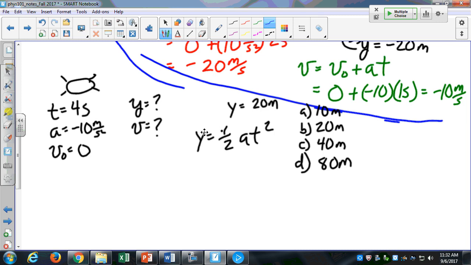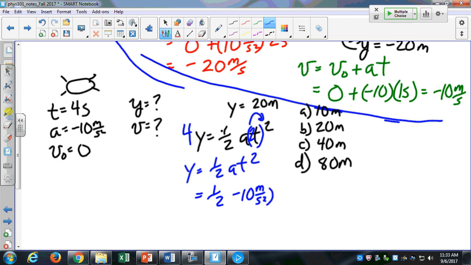Well, if I make a 2 right here, I double t, because it's squared, I get 4 times the y distance. And we can see that if we calculate it, y is equal to 1/2 at squared. That's 1/2 of -10 times t, which is 4 seconds, squared. That's equal to 80 meters, or -80, because we're going below the origin.